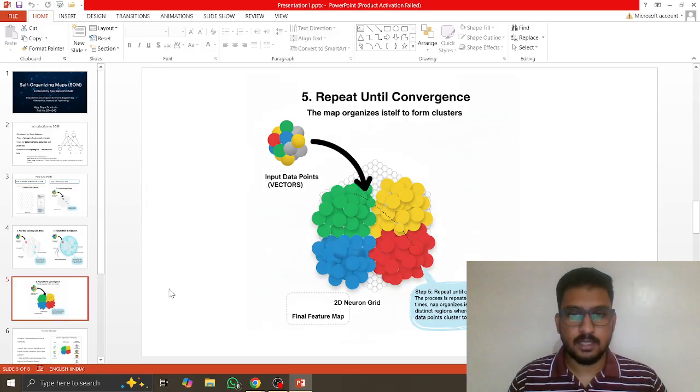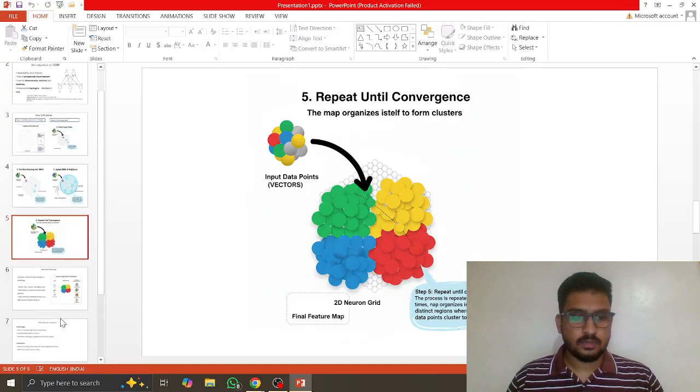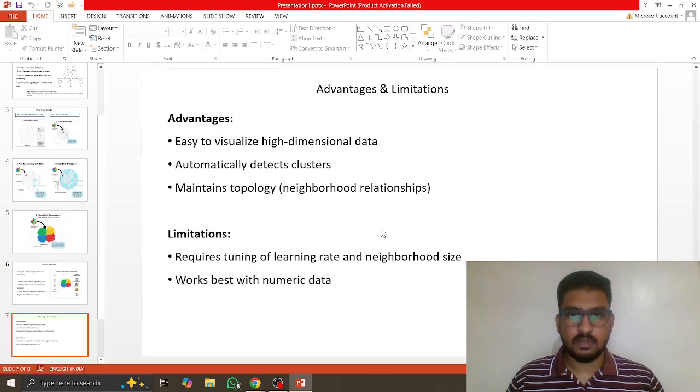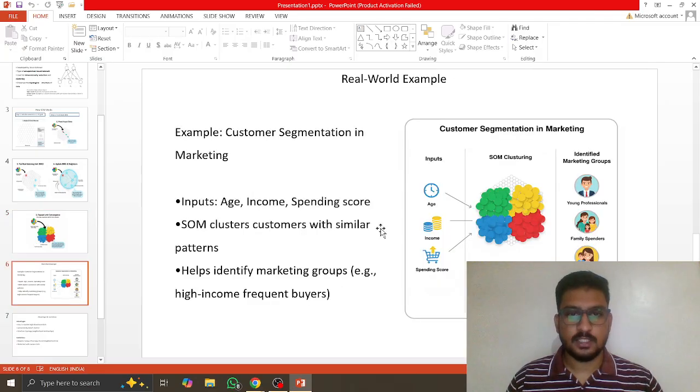After that, we will find that similar data points form a group, which is called a cluster. This is the working, and it will be useful for image recognition in companies. High dimensional data is divided into small clusters of similar data, which is helpful. A real world example is customer segmentation.